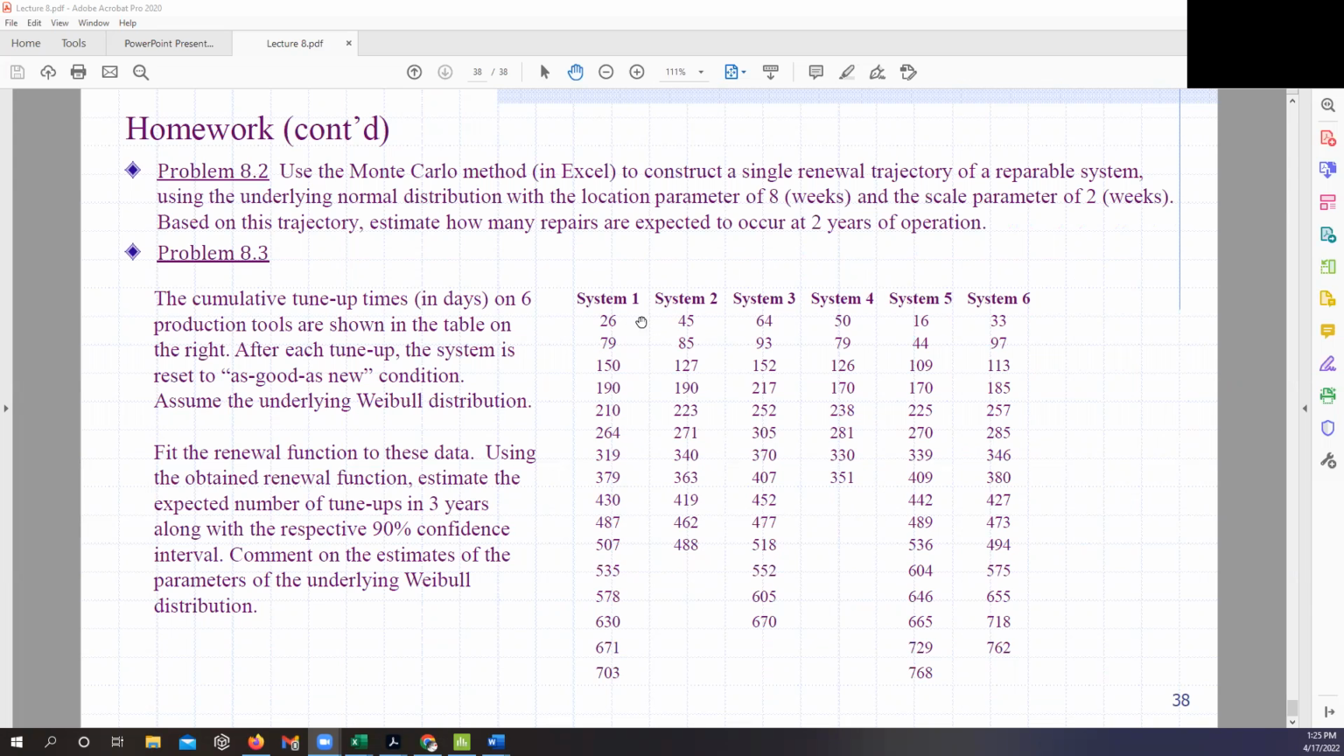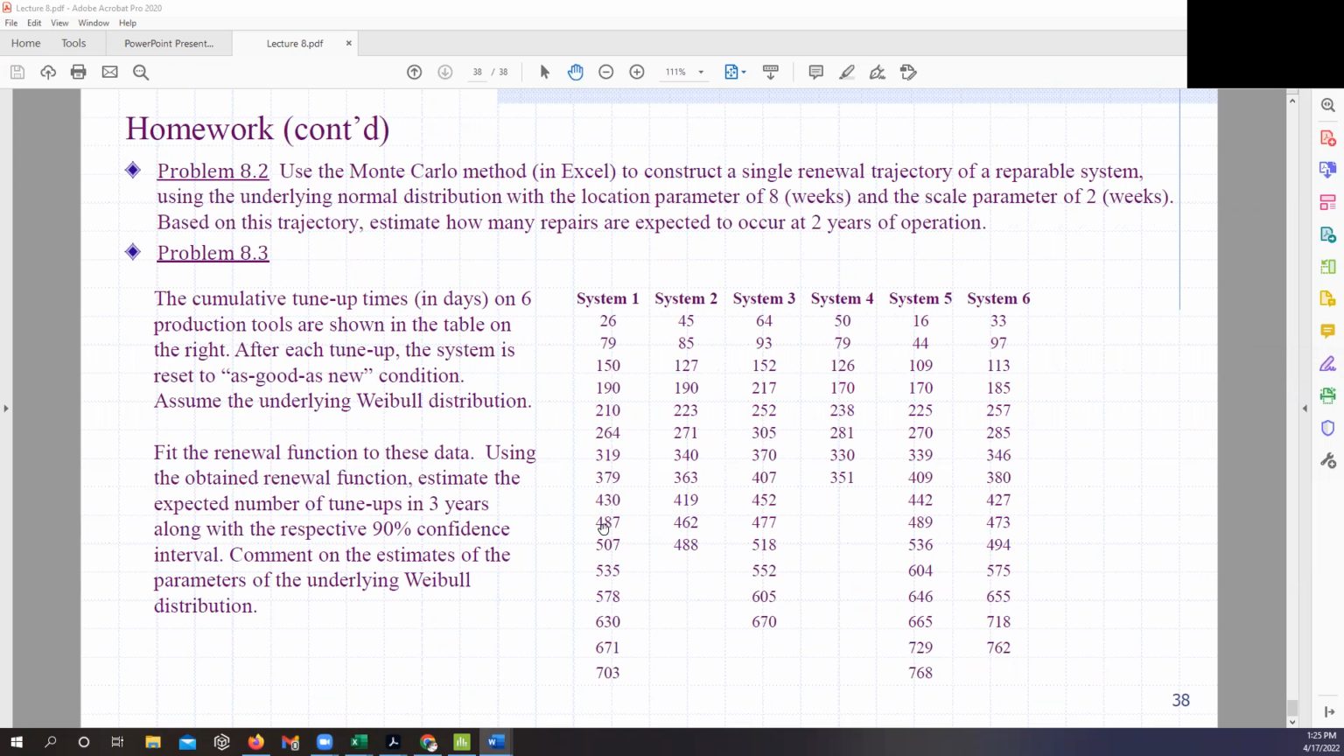Let's just imagine I have one system only, and I have historic data, and I came and asked you a simple question. How many repairs did you have in 500 days? You would just go count. 1, 2, 3, 4, 5, 6, 7, 8, 9, 10. All right, you'll tell me it's 10 repairs in 500 days.